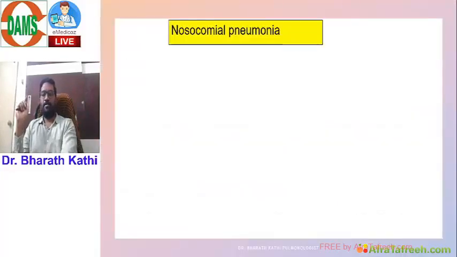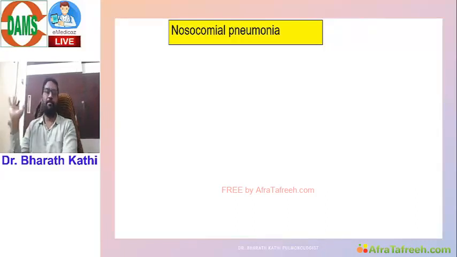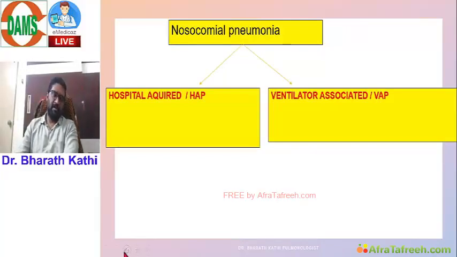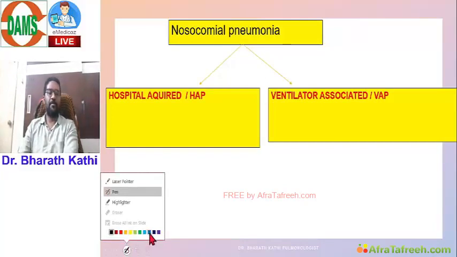Now coming to the most complicated topic, that is nosocomial pneumonia. A brief revision: what is nosocomial pneumonia? It is something happening in the medical facility. If it is happening with respect to a ventilator, it is called ventilator associated pneumonia. Outside the ventilator, it is called hospital acquired pneumonia.